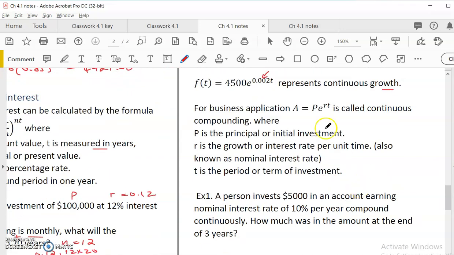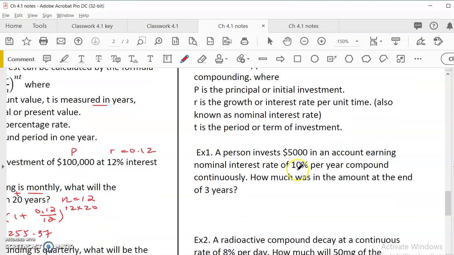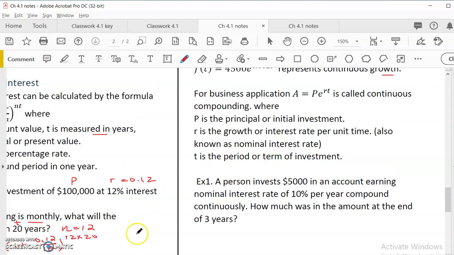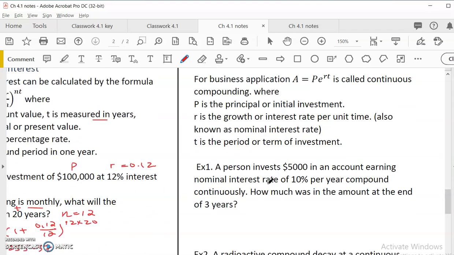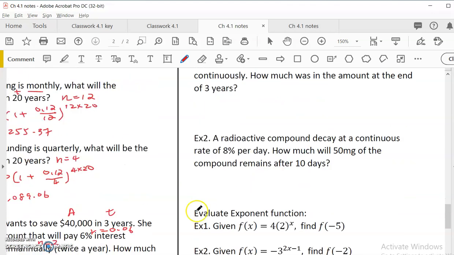And for business applications, the A itself is the initial investment. So we get P e to the rt, which is called continuous compounding, and you can use it to calculate what you have for continuous compounding. I'm going to talk about how to calculate the amount for continuous compounding or continuous decay in the next video.